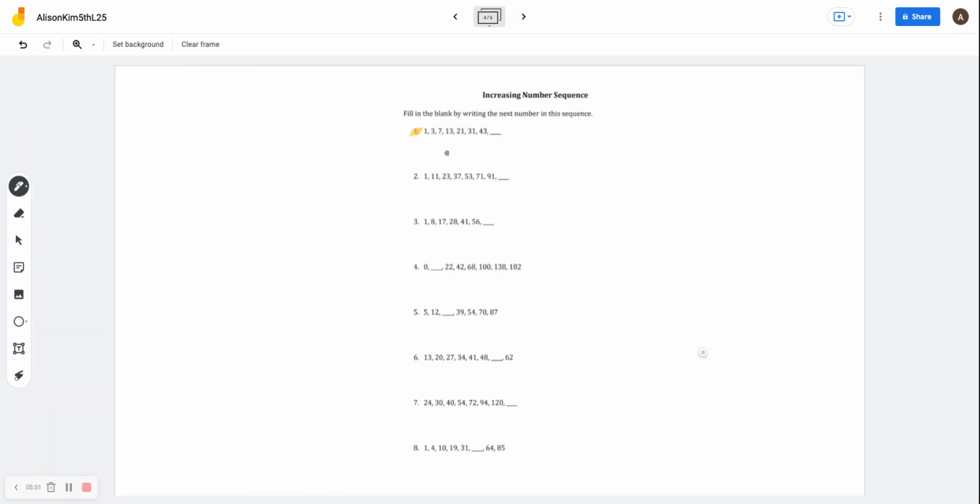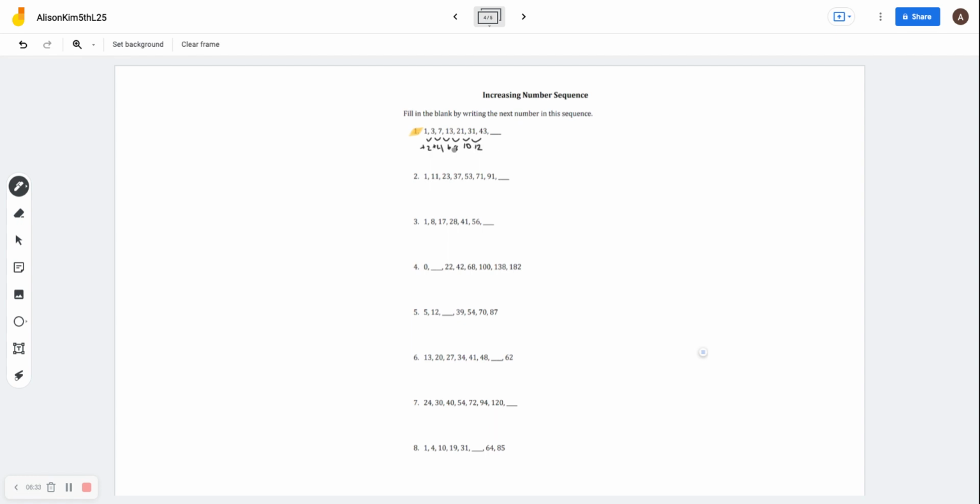Now I'm going to look at increasing number sequences. So we're going to try to figure out what number this one is by figuring out the pattern that's going on over here. So let's figure it out. So from 1 to 3, you're adding 2, right? From 3 to 7, we're adding 4. From 7 to 13, we're adding 6. From 13 to 21, it seems like we're adding 8. And then 21 to 31, we're adding 10. And then 31 to 43, we're adding 12.